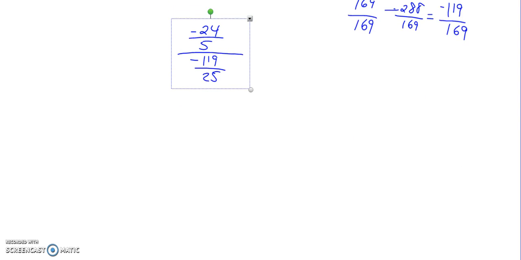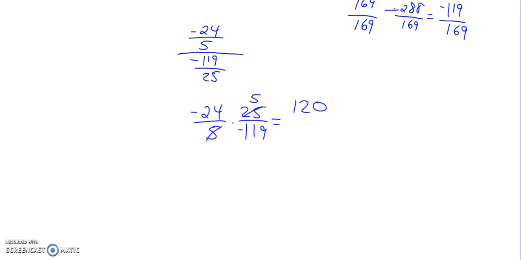The last part to this is a division problem. I am dividing by negative 119 over 25. That's dividing by a fraction. The easy way to do that is to multiply by its reciprocal: negative 24 over 5 times 25 over negative 119. First off, I see 2 negatives, I know that's going to make a positive. I could simplify a little bit here. I know that's going to be 5, so 24 times 5 is 120, I'm sorry, not negative, I knew it's positive, over 119.